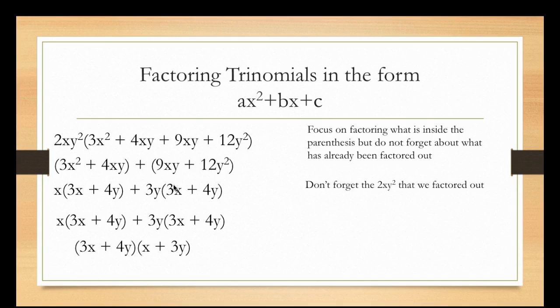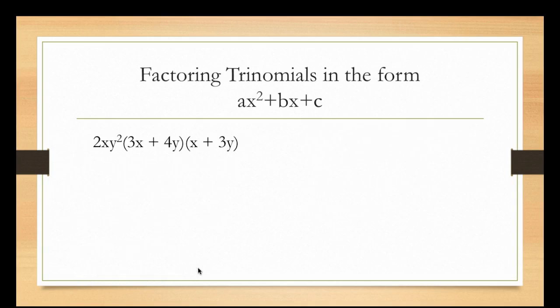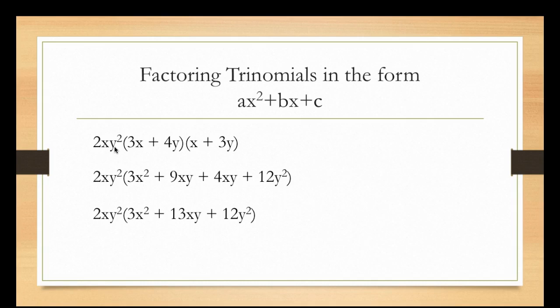And don't forget, that term out front is still a factor. So my factors are here. Check our work. You can FOIL first and then multiply by this monomial, and you get what we started with. Check.